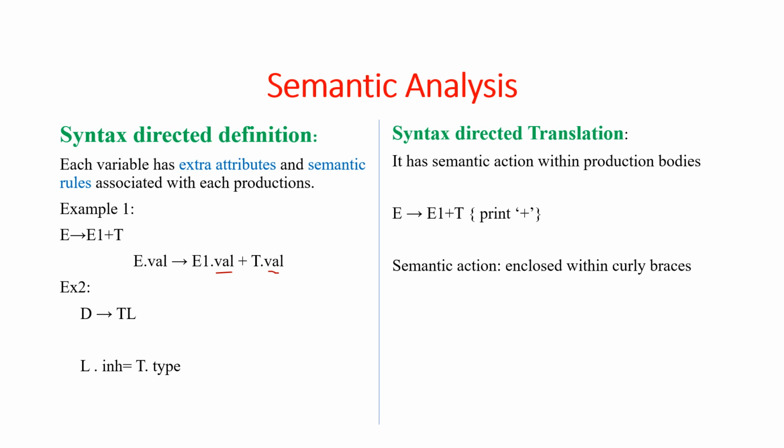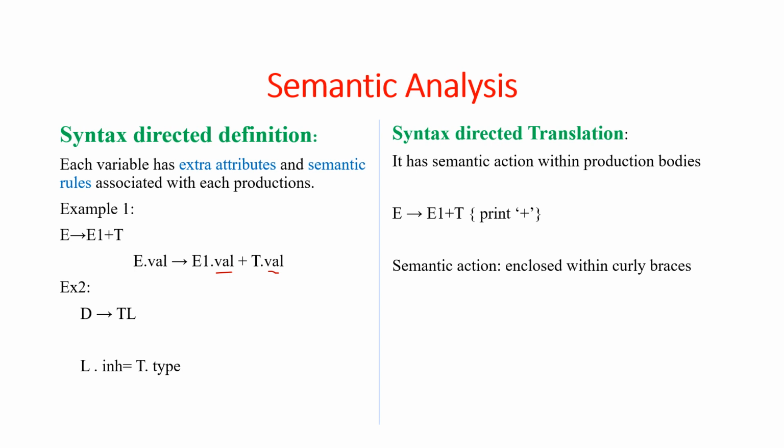The next example is, for example, take the declarative statements. D tends to TL. Here T represents a type and L represents a list of identifiers. Here we can represent this by attributes, that is L.in equal to T.type. This we will discuss elaborately later.